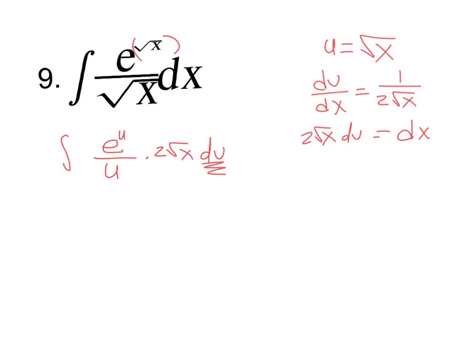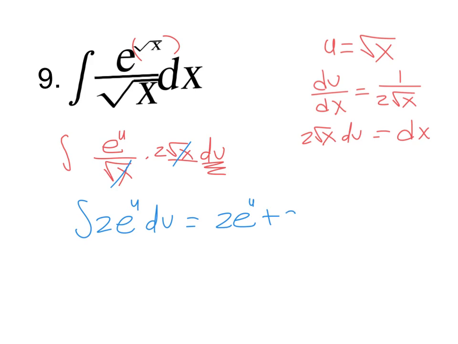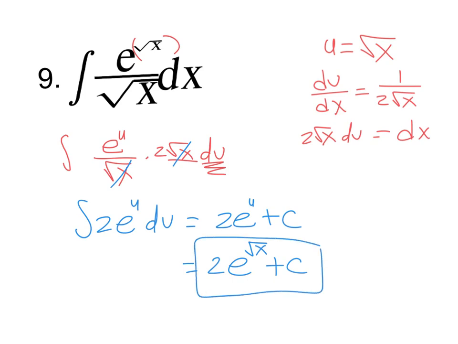Where do I not want a u? This dx is on top. I need that root x in the bottom. I need this root x down here. We're not going to replace it, so that the root x and root x cancel. So then I have the integral of 2 e to the u du. Antiderivative, 2 e to the u plus c. And then we make our substitution back in. And that's our answer.